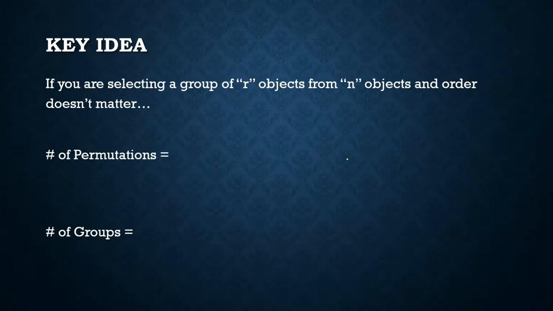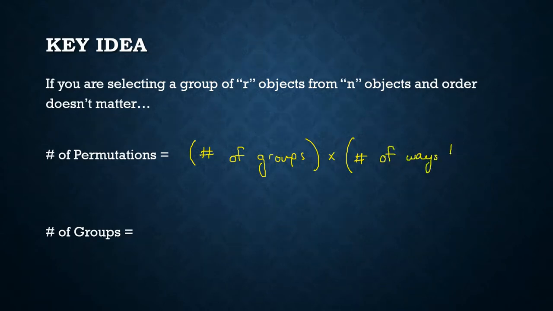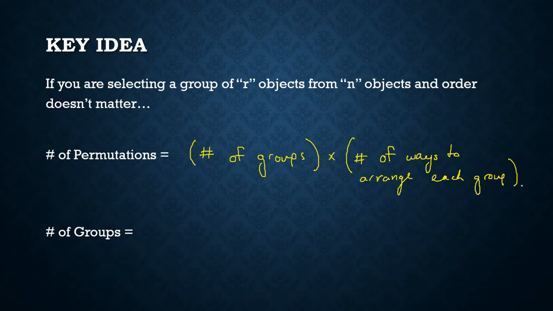So here's the key idea. Here we're selecting a group of R objects from N objects. Again, order doesn't matter. It's like forming a committee. To get the number of permutations, what we normally do, well, I hope you would agree anyway, is that the number of permutations is the number of groups. So you take a group, right, and then arrange it and then multiply by how many different times it can be arranged. So number of ways to arrange each group. So this is how you would get the number of permutations.